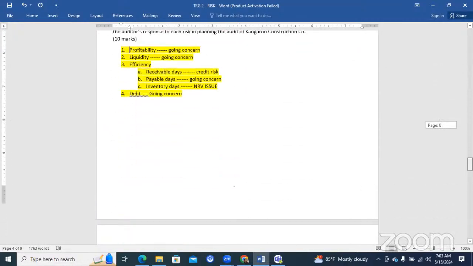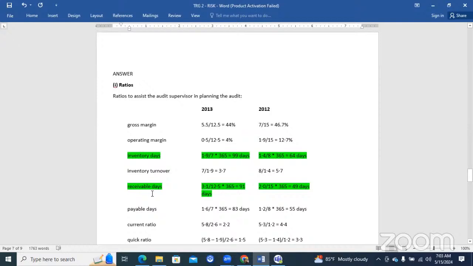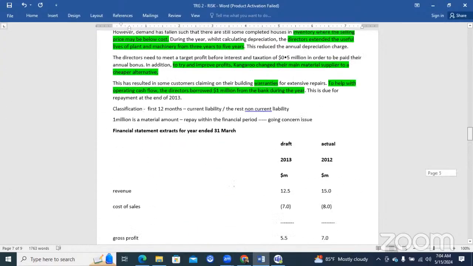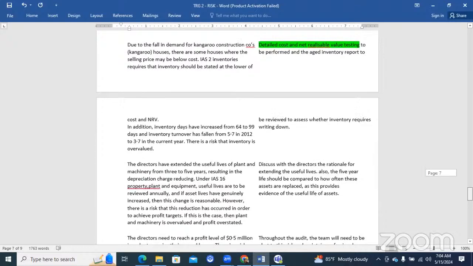It is supported by our computation of ratios. See here, what happened to receivable days? Earlier 49 days, now 91 days. So when my receivable days are increasing, there is credit risk. That is proved through the working of the ARP, and also it is proved through the story. Now I put both together in my answer.